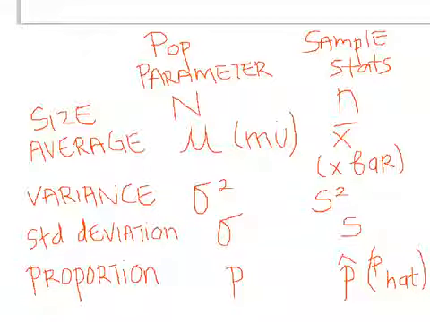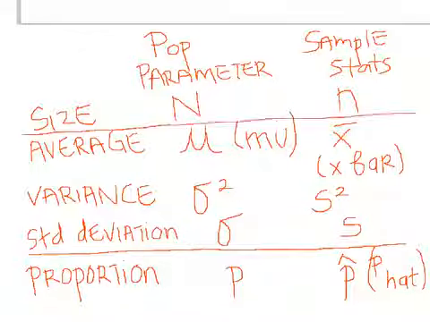With quantitative data, we will try to get the average, the variance, and the standard deviation. With qualitative data, the subject of interest is the proportion. Okay?